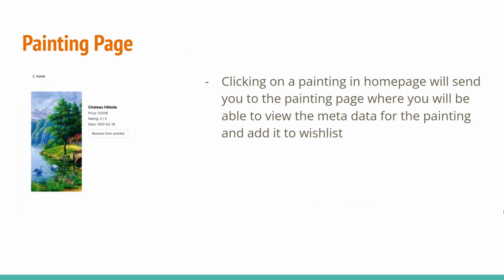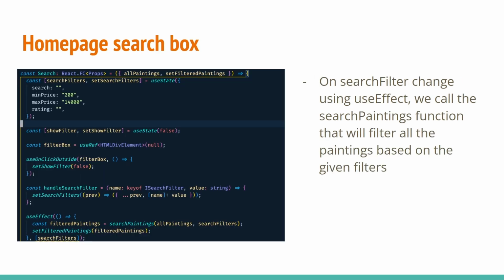So this is the homepage search box component, and looking at the default state over here, it has search as an empty string, min price 200, max price 1400, and rating of nothing. And looking down over here in the useEffect, every time the search filter changes, I rerun the useEffect where I search for the painting using the search filters, and I call the setFilteredPaintings function, which then triggers the re-render and re-renders the display component.